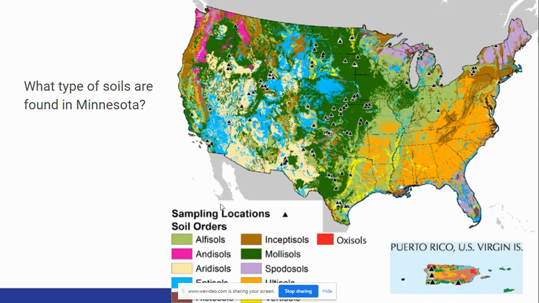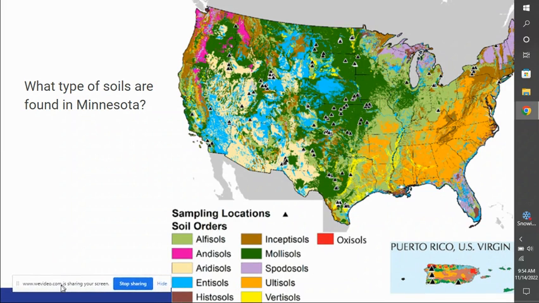So what type of soils are found in Minnesota? Here's a map of soils, and you can see some of those terms. Let me move this over a little bit. So we're located in Minnesota. Burnsville is right down in here somewhere, right? If you can see that, kind of a dark green, mollisols, right? We have mollisols.